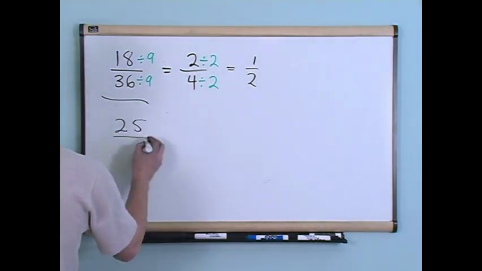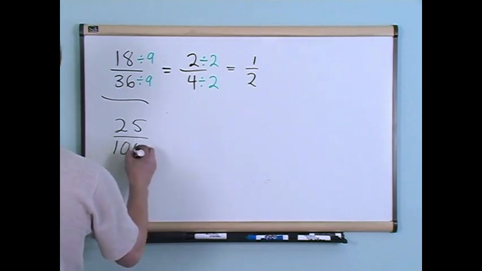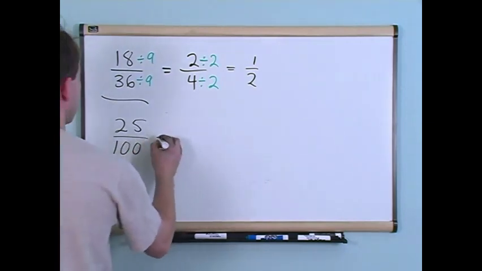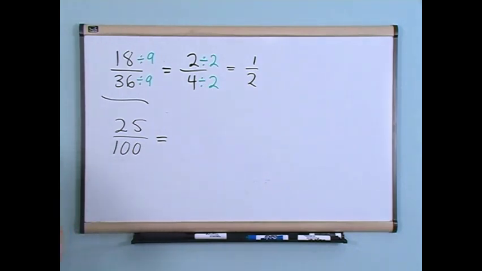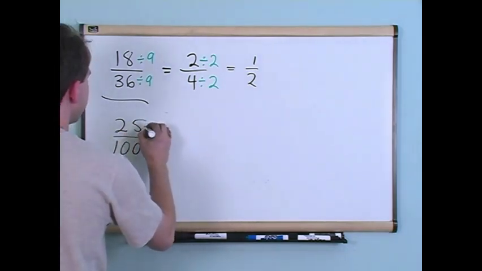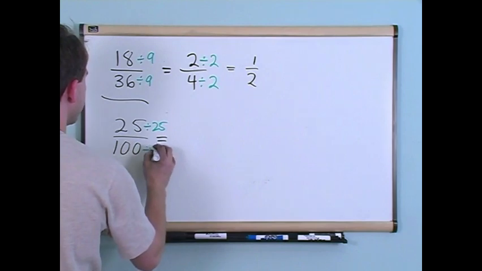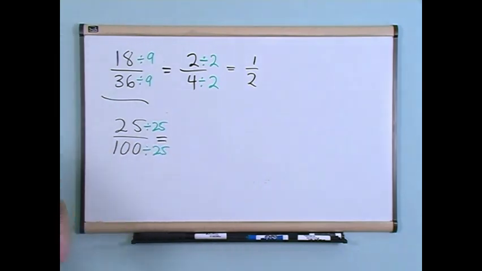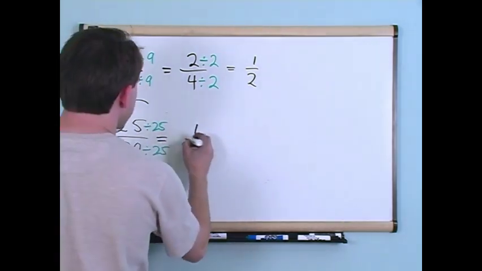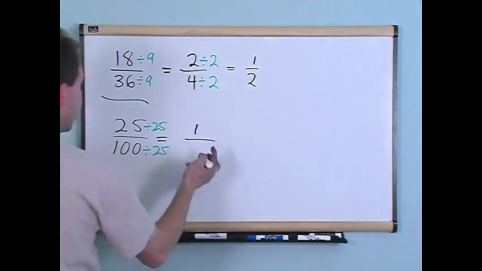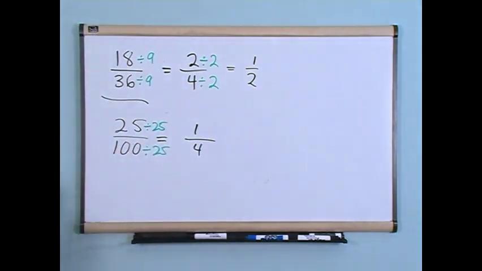Finally, what if I had 25 over 100, 25/100ths? Well, what can I divide here? I just happen to know that I can divide by 25, and I can divide by 25. And so 25 divided by 25 is 1. 100 divided by 25, I know, just goes 4 times. So that's equal to 1/4.